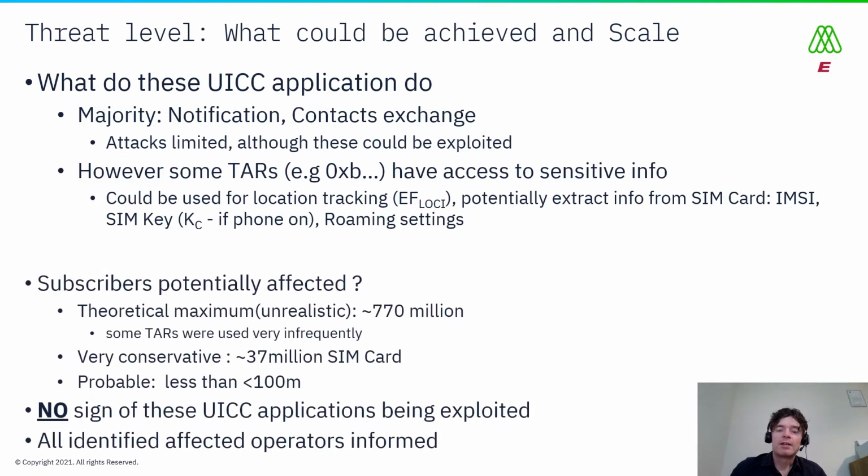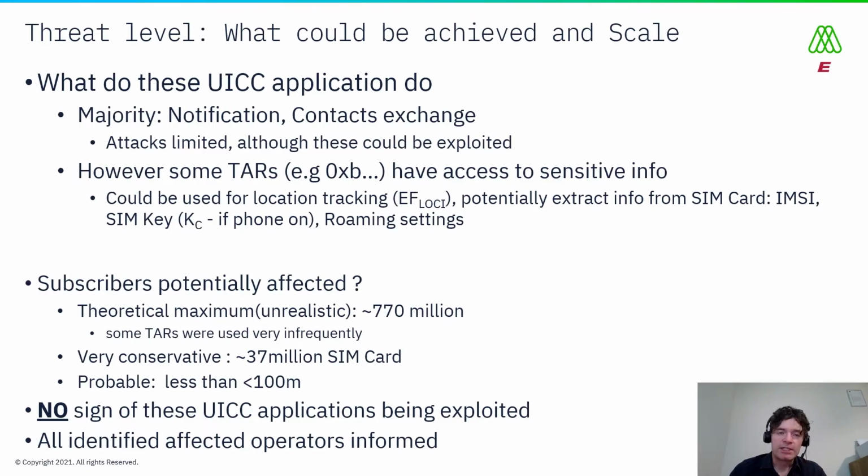So when we add all of these up and try to estimate how many subscribers were potentially vulnerable, which is a useful metric to see the total scale of the threat level, there are several different metrics we could take. A very unrealistic but theoretical maximum number of vulnerable SIM cards would be around 700 to 770 million. We don't think it's anything that high, because in the vast majority of these cases, we believe that some of these SIM card applications were only present on a subset of operators' traffic.